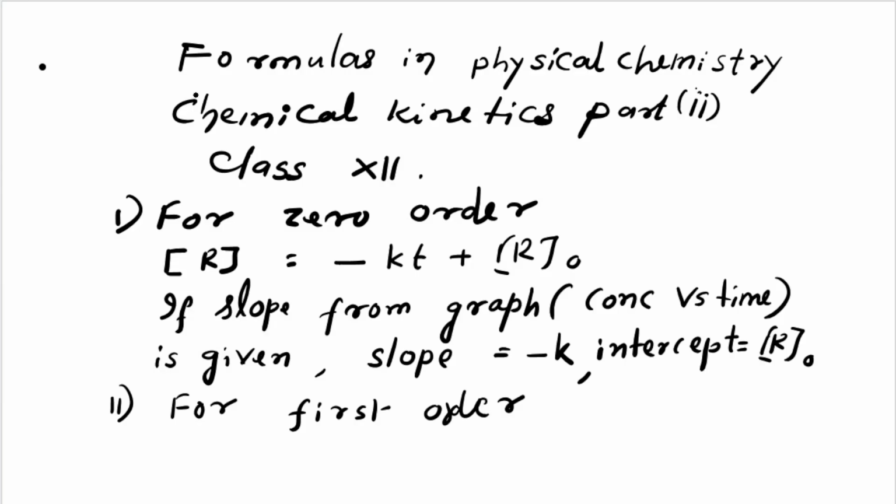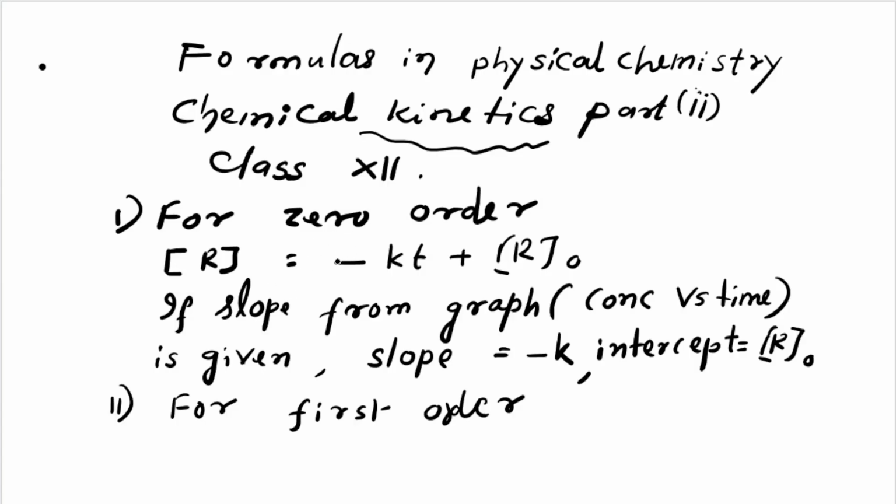Now I am explaining physical chemistry. The chapter is chemical kinetics, and here we will see the formulas, very important formulas by which one can solve the problems. This is for class 12th. Now we will see them one by one. In part 1 we already completed some formulas, and here we go on one by one.